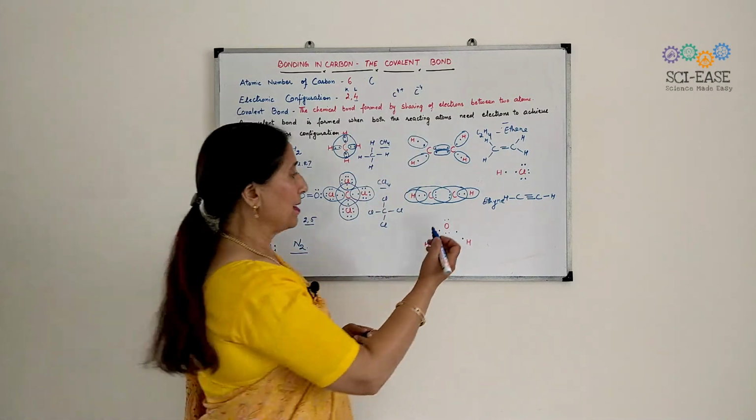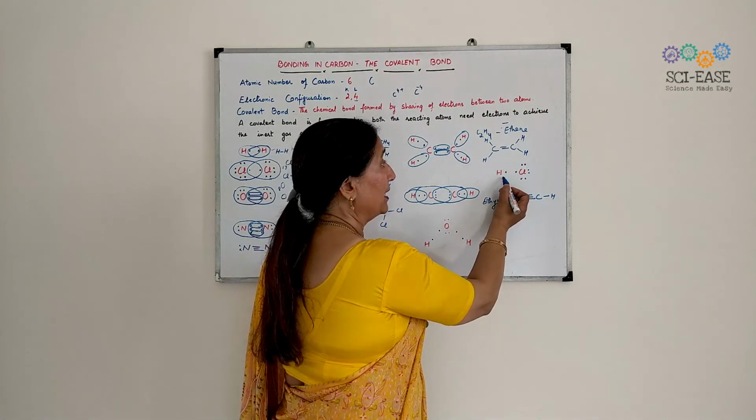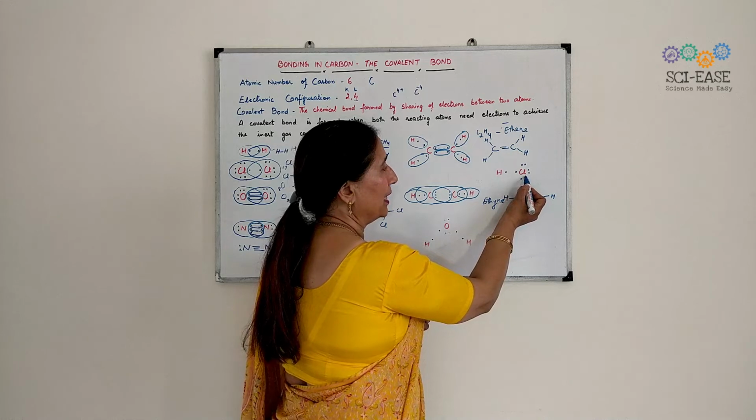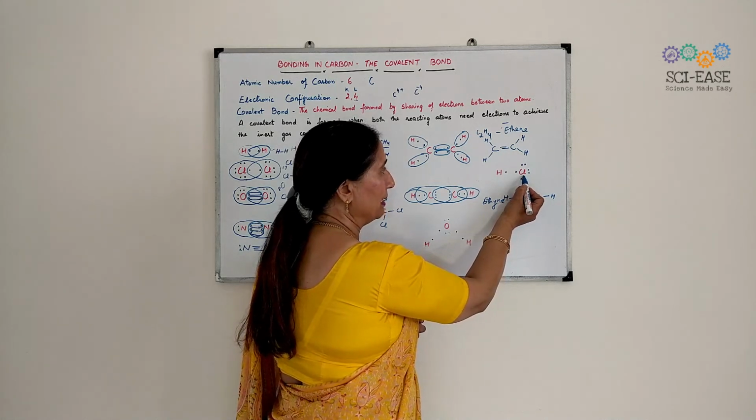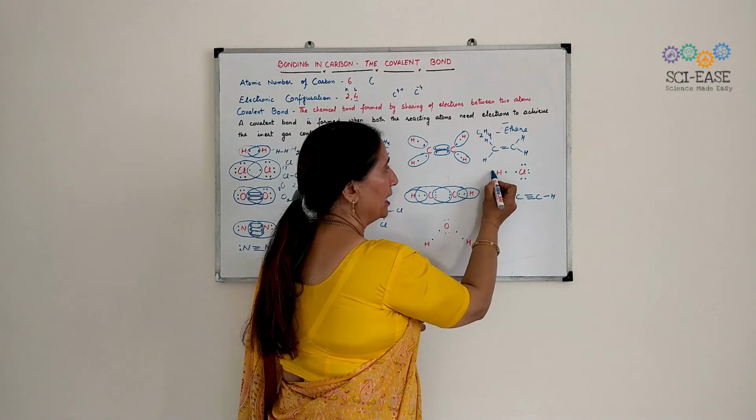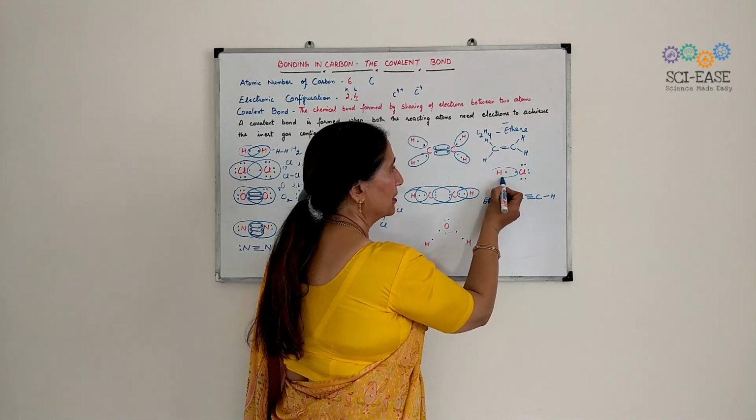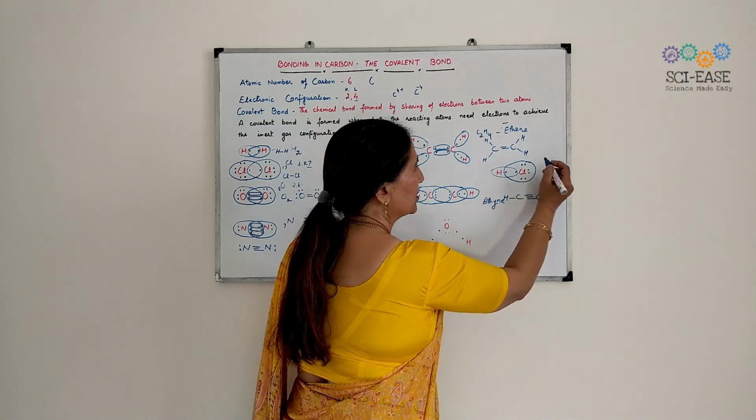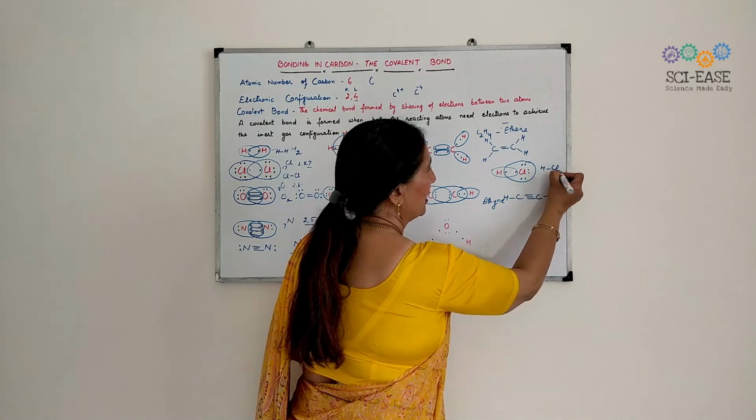A very simple example is HCl. Here 7 electrons I have represented around Cl and 1 around hydrogen. It will share these electrons and the octet is completed. So here HCl is formed.